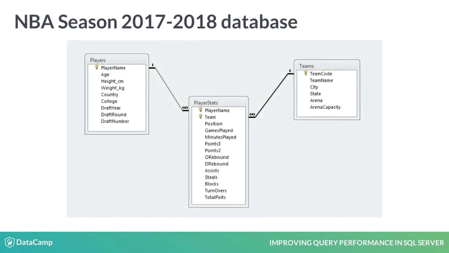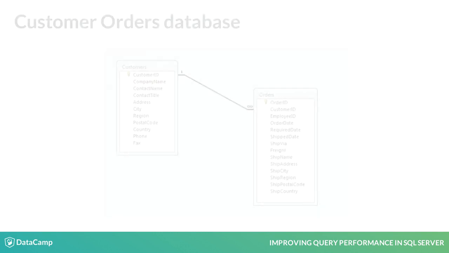The second is the NBA season 2017-2018 database, which consists of three related tables: teams, players, and player stats. Each table contains data from the 2017-2018 season of the US National Basketball Association League, or NBA for short.